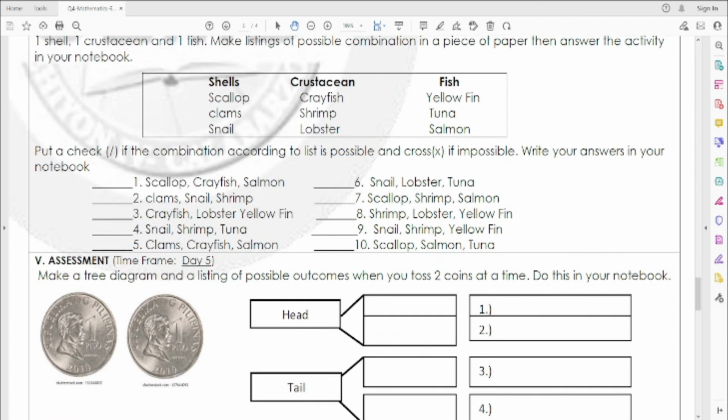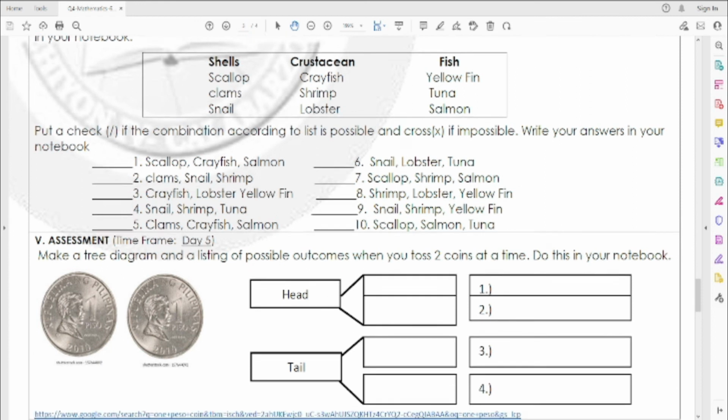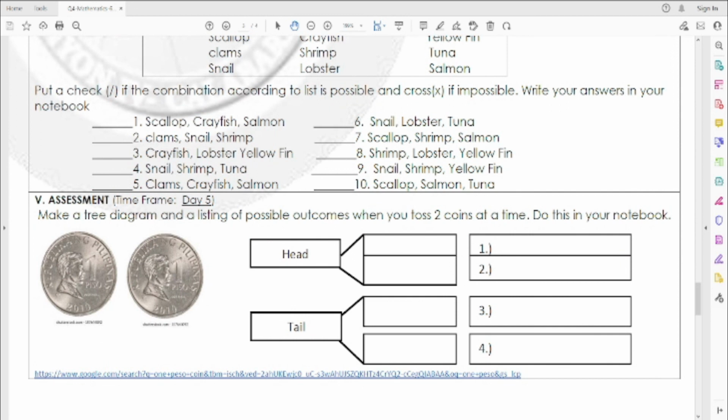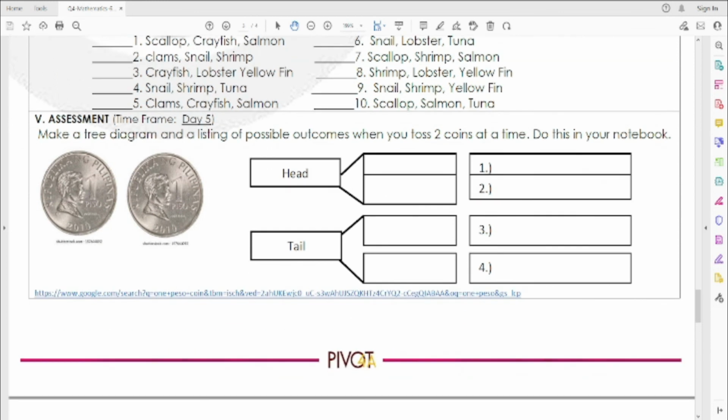So for your assessment, make a tree diagram and a listing of possible outcomes when you choose 2 coins at a time. Do this in your notebook. So we have 2 coins, head and tail. What you're going to do is a tree diagram like what we had in our first explanation. And that's all.